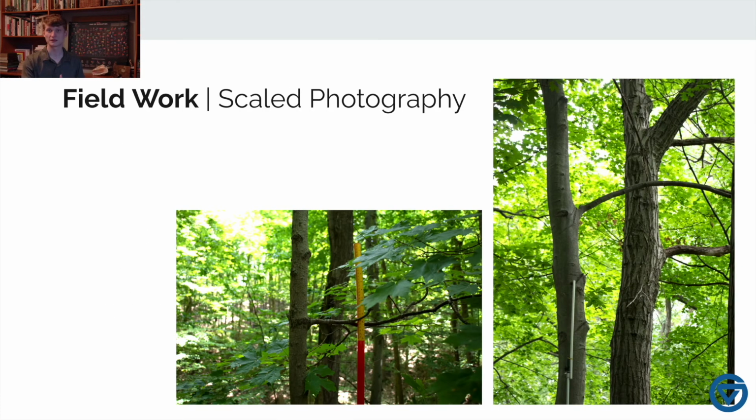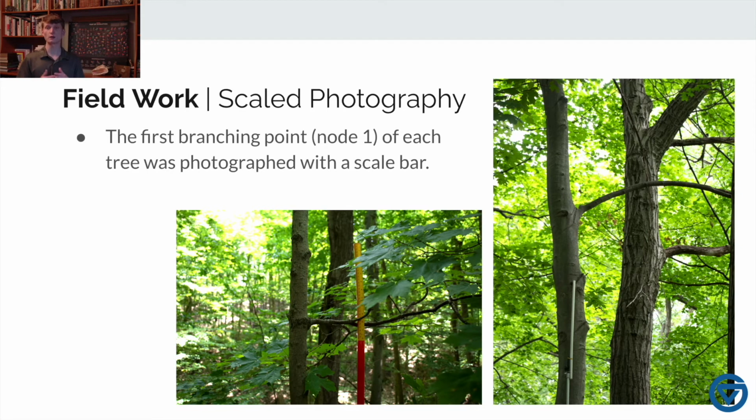So the meat and potatoes of this whole experiment, the photography. The first branching point, what we call node 1, is what we took a picture of on each tree. And it was photographed with a scale bar, because when we take that picture and put it into ImageJ, our image measuring software, we have to have something to set the scale so that we know how long X distance is. And so basically they had a pipe with a ruler on it, or a pipe that was just 1 meter long, so that later on we knew what the scale was.